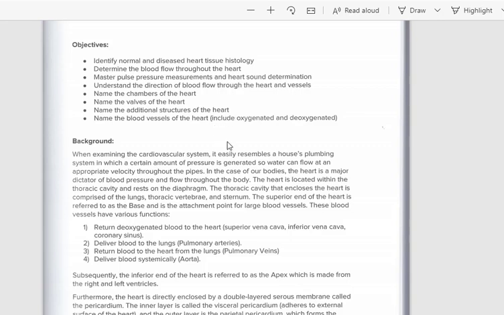Additional structures, you have the whole cardiac coronary blood system that nourishes the myocardium. It nourishes the muscle of the heart. So we're going to learn the names of some of the cardiac vessels, and then of course the vessels that leave the heart and come back to the heart. So that's our goal. Those are our objectives for what we're going to be doing.